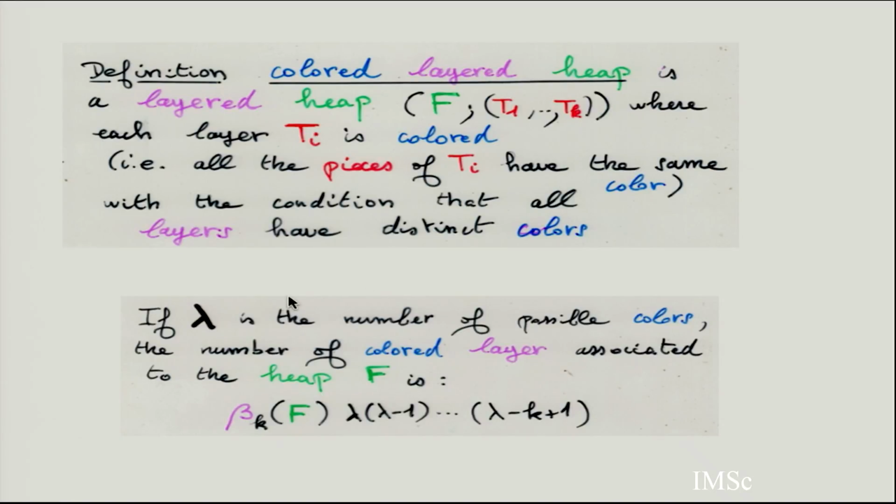And so I can say easily that if lambda is the number of possible colors, the number of colored layered heaps associated to the heap F is this. Right? For each heap, the number of ways to decompose the heap into k layers: the first layer is a totally ordered sequence. For the first layer, there are lambda choices. Second layer, lambda minus 1, etc. Layer k, lambda minus k plus 1. Now I am close to the chromatic polynomial.